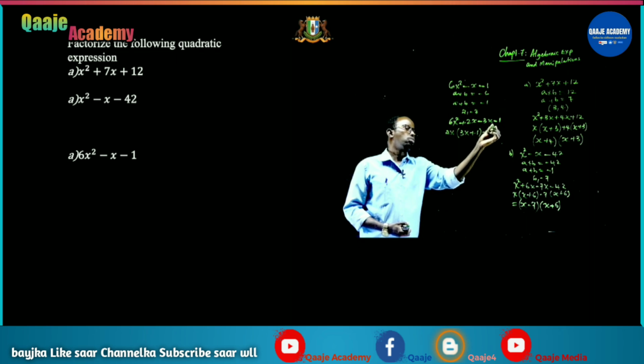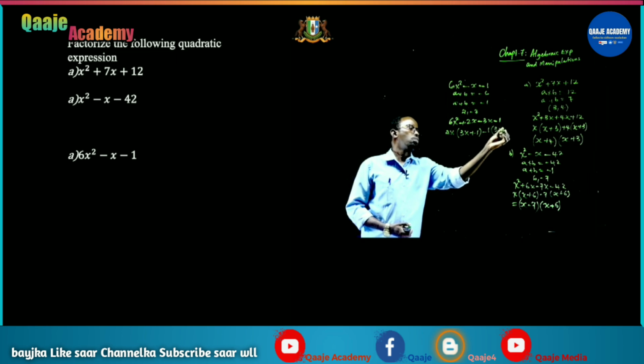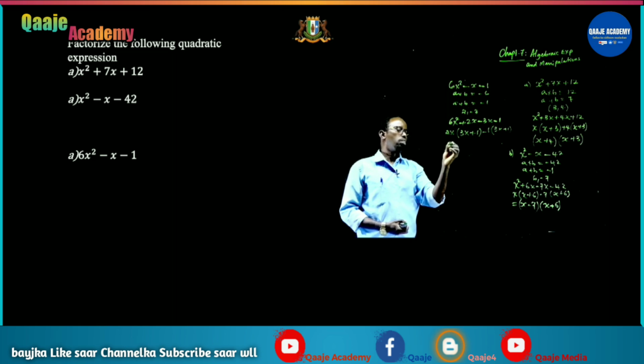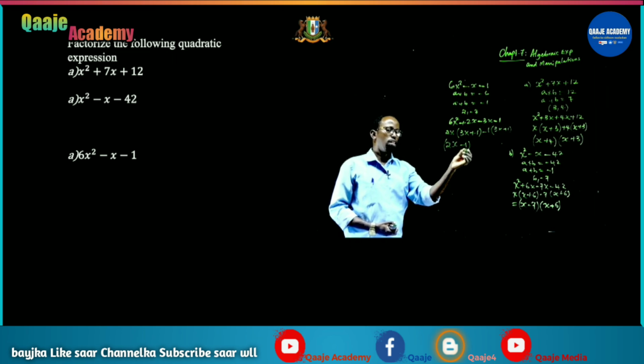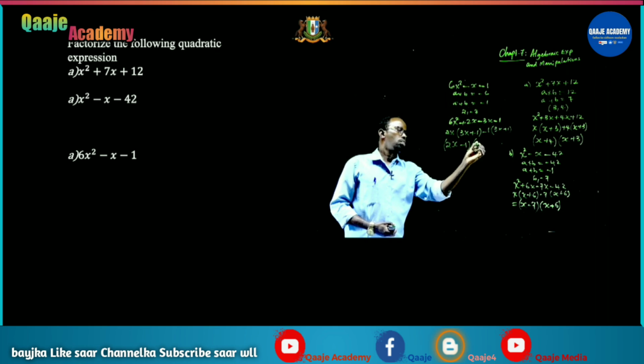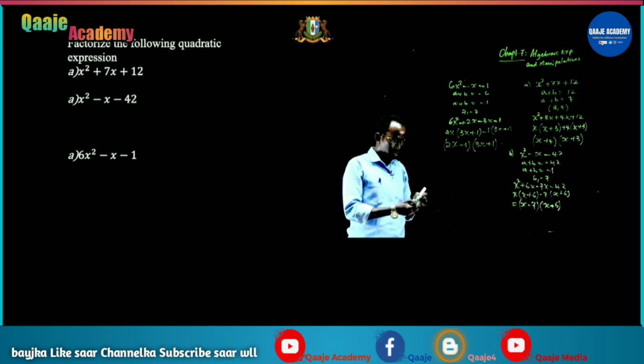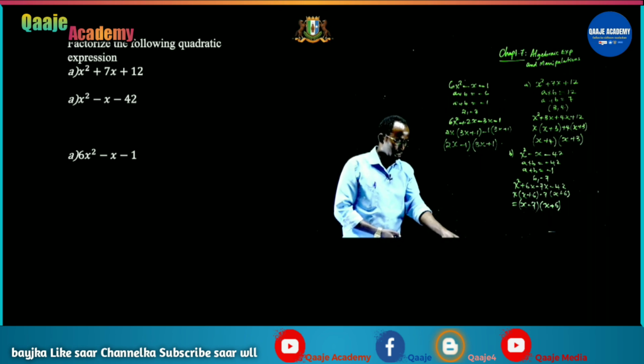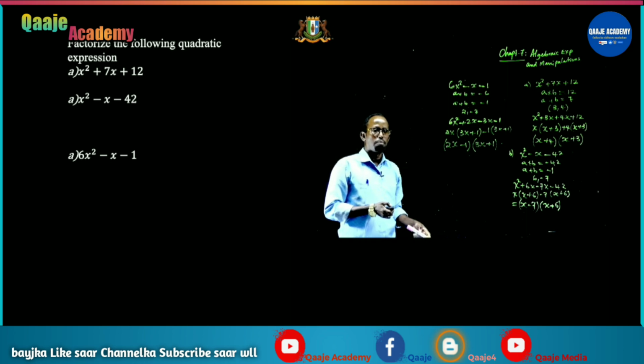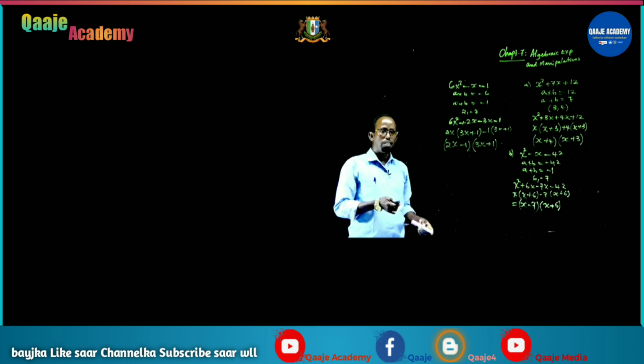There you will have 1 outside, then 3x plus 1. So outside the bracket, you have 2x minus 1, and then 3x plus 1. So that is that example.